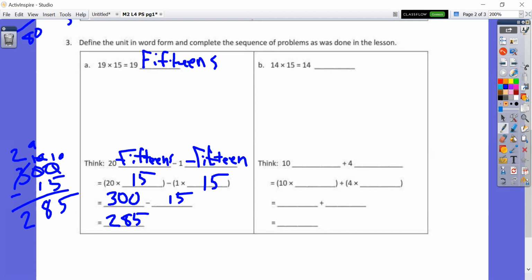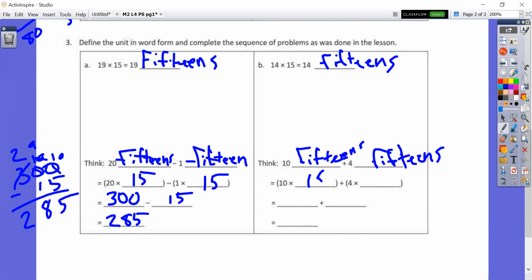All right, so let's move on to the second one. 14 groups of 15, so it's 14 15s. Oh, great, 15s again. 10 15s. I feel like they picked the longest word, number word. Plus 4 15s. Okay, so we're going to break it apart like that, kind of like I did above us in one of those problems. So 10 times 15, and then we're going to add back 4 groups of 15.